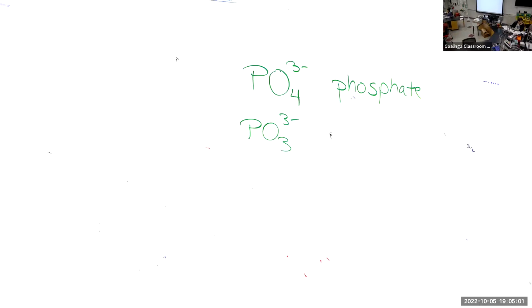What is the chemical formula for hypophosphite? PO2. 3 negative. Smart. I wrote this down. Hypophosphite.